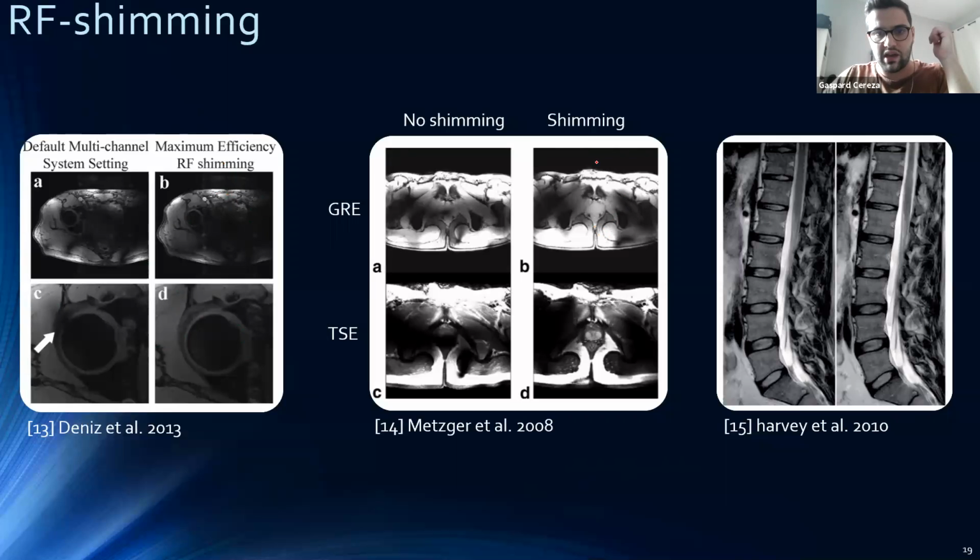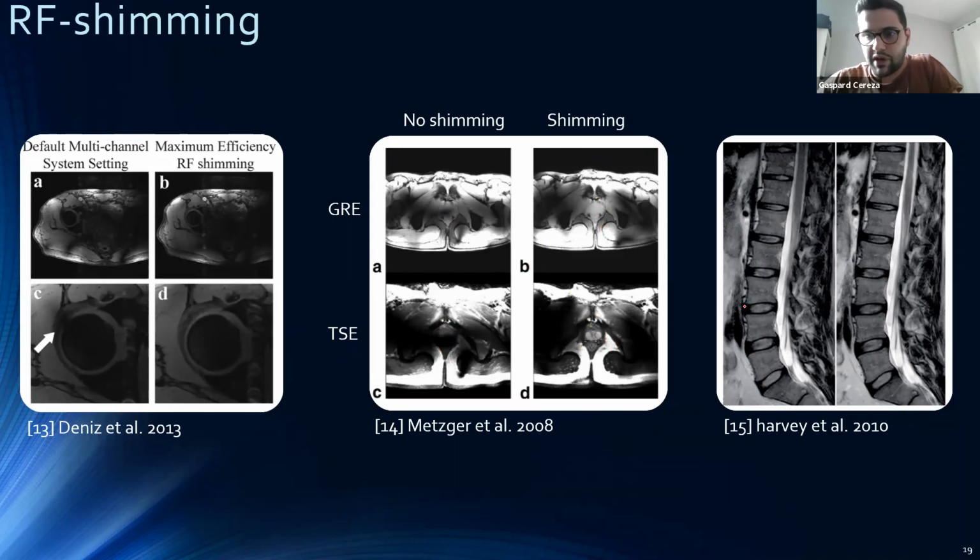We can observe the same here with the prostate imaging. Without shimming, the prostate is very shady in the middle, and it's almost not visualizable here. But with shimming, it becomes more clear, especially with GRE sequences, but also with turbo spin echo. So it's a pretty interesting feature.